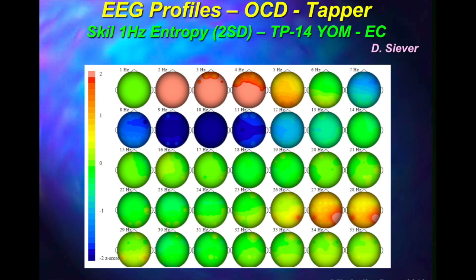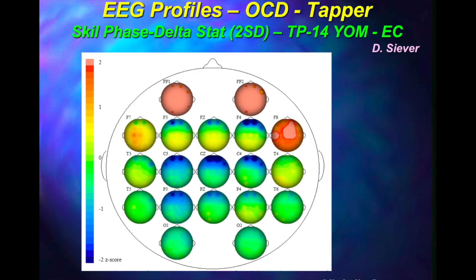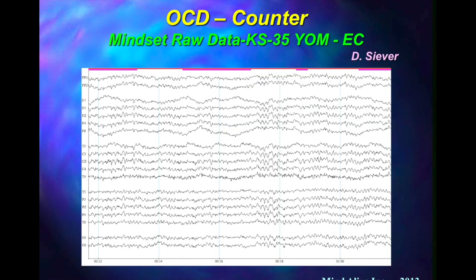On the entropy measure, the dropout is really apparent. And you can't miss it. Now, here's his phase. Look at the phase issues we have. Again, delta phase issues.